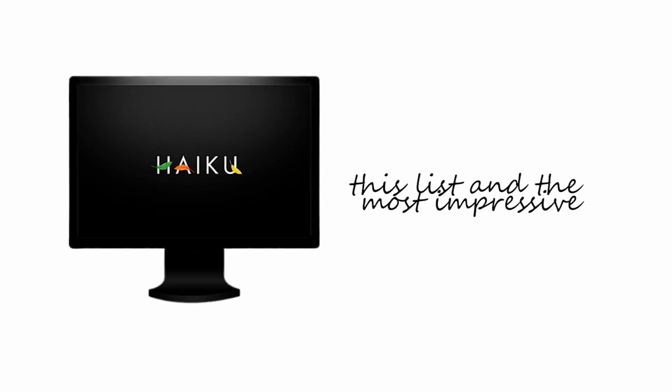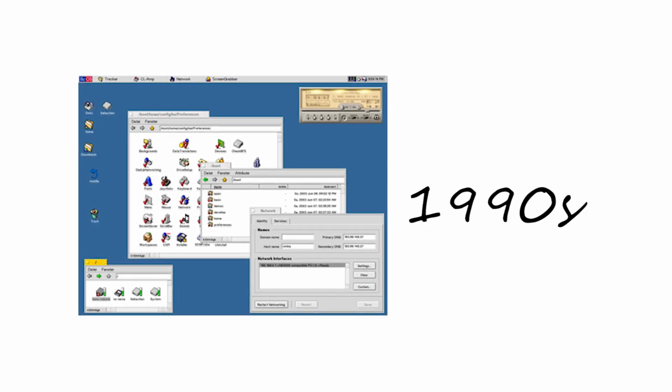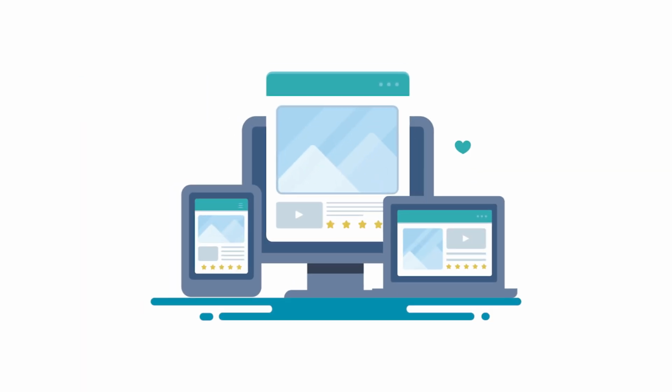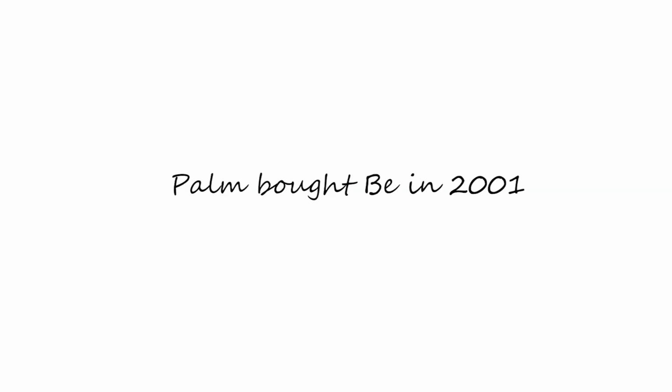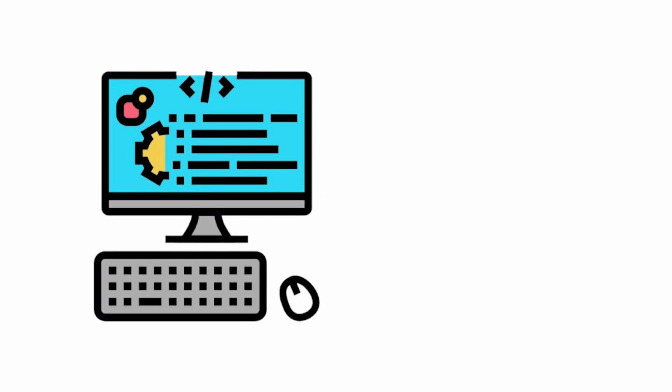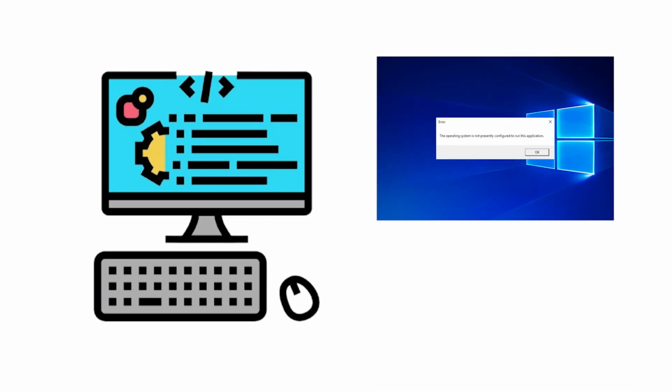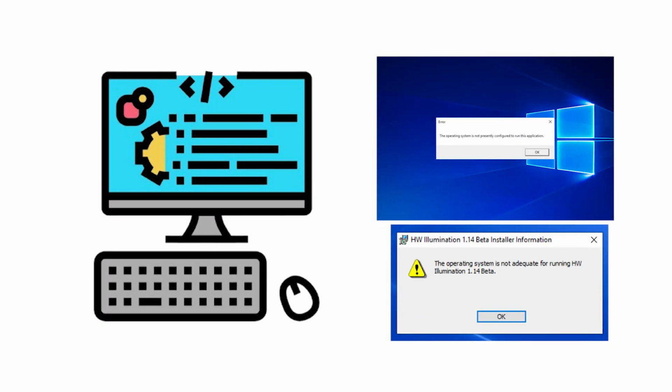Haiku is the strangest project on this list, and the most impressive. Be Incorporated built BeOS in the 1990s as a desktop operating system designed around responsiveness in media. Palm bought Be in 2001 and killed it. Users were left with software and no operating system to run it on, so a group started rewriting the entire thing from scratch. They are still doing it.